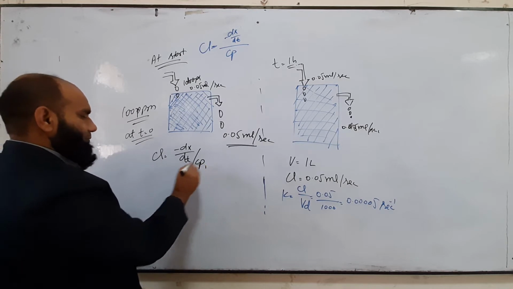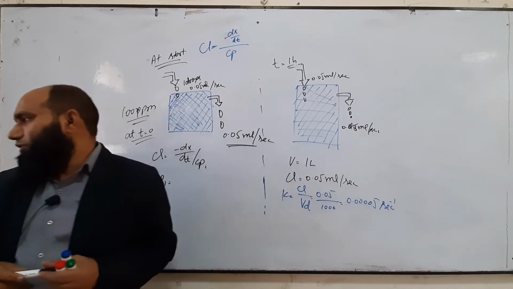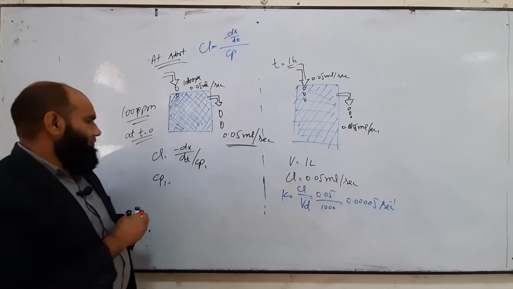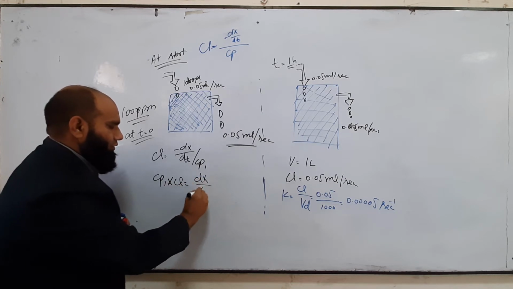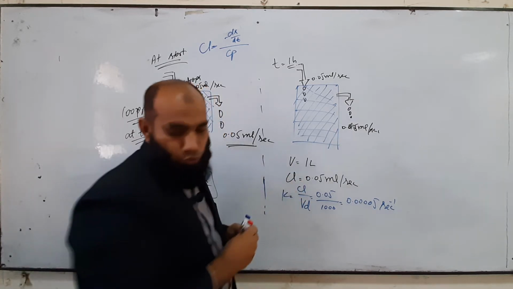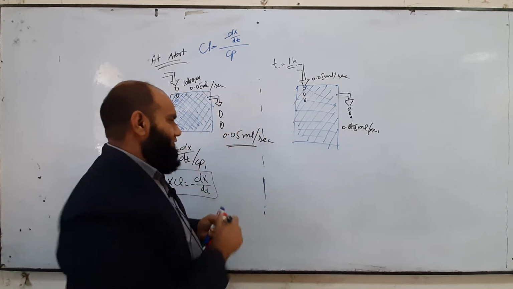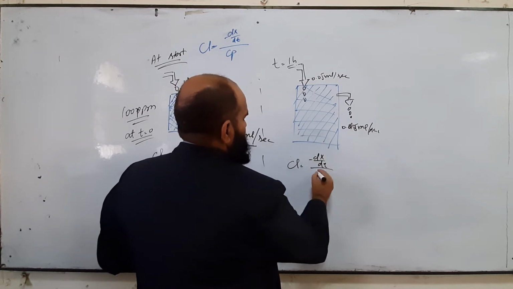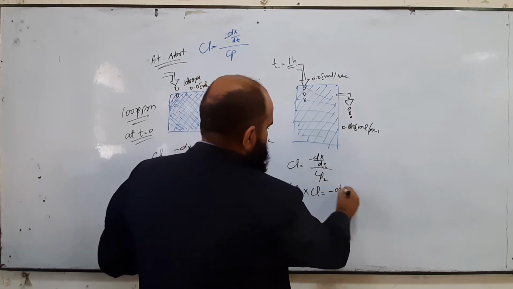We can write here Cp1. Cp1 can be calculated by multiplying with the clearance, so Cp1 times clearance is equal to our rate. Here we write Cp2. Why are we writing Cp2? Because we are calculating it after some time. Then clearance is equal to dx over dt over Cp2, so Cp2 times clearance is equal to minus dx over dt.